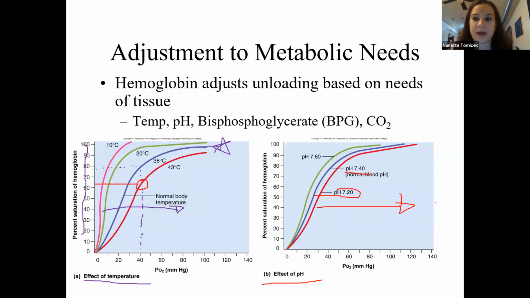Bisphosphoglycerate is a compound that you will encounter if you're challenging the system with altitude. So that will help unload oxygen in a very similar way if you travel from sea level to altitude. That compound will help enact that mechanism to ensure oxygen unloading, just because now the air is thinner.